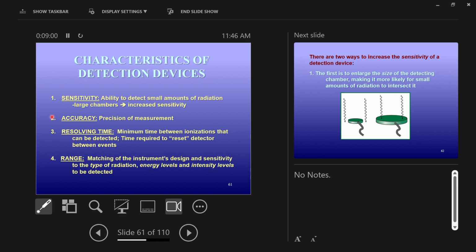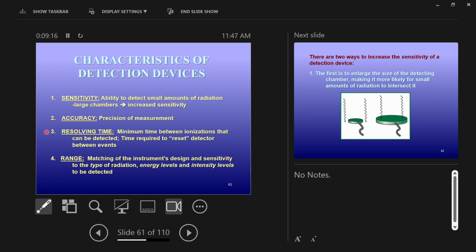Associated with sensitivity is accuracy, right? Being able to accurately report a number, not just be able to report if it's a very small or a very large number, but be able to report it in an accurate way. Precision of the measurement. Number 3 is resolving time.